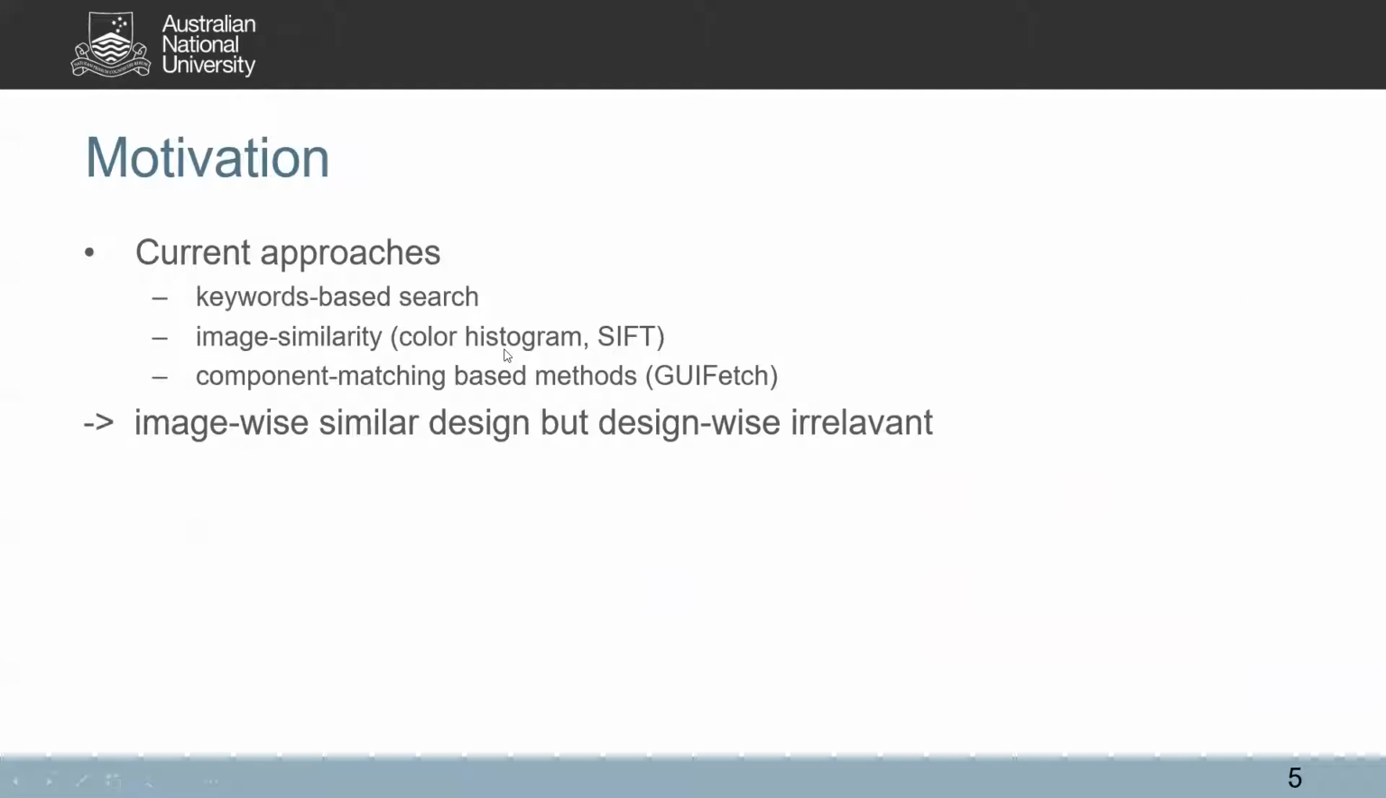There are three kinds of methods currently, namely keyword-based, image-similarity-based, and component matching-based methods. Although these methods could provide some initial design inspiration, they can't understand the semantics of the whole UI design, and they aren't able to perform the UI search in a more targeted manner. Moreover, they will return designs which are image-wise similar, but not design-wise similar.